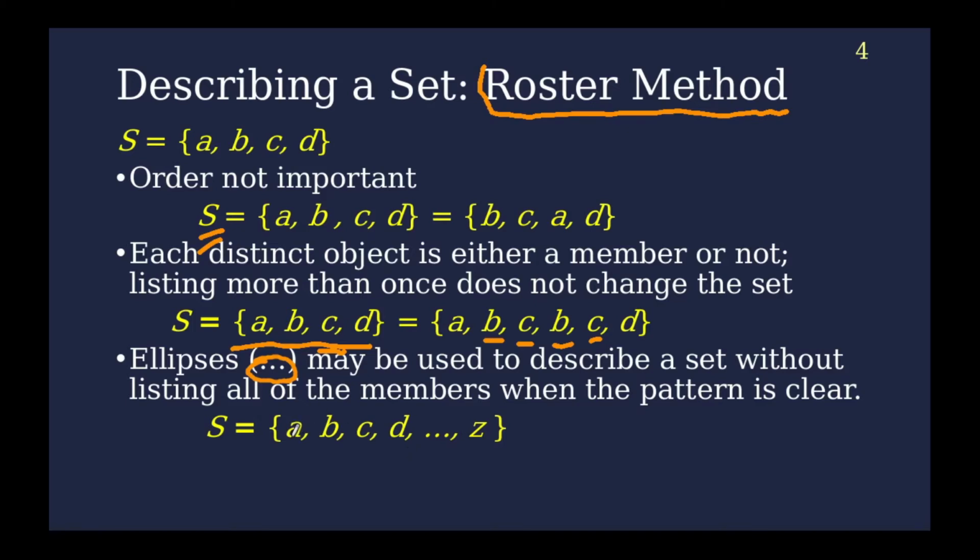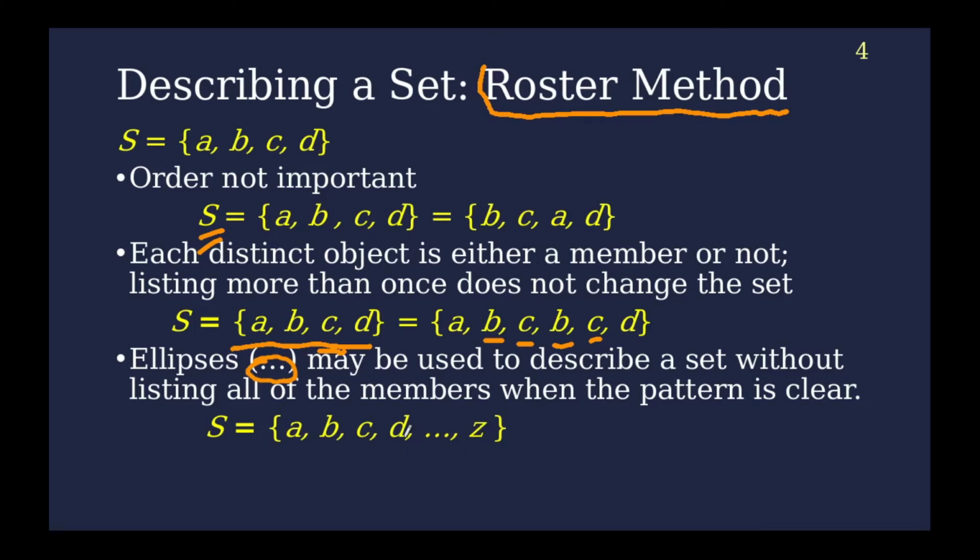There are 26 elements, but writing all 26 will take a lot of time and a lot of space. So instead of that, this ellipse pattern is used. We know that the starting letters are A, B, C, D. Then if you put a dot, dot, dot, the meaning is that this series continues up to Z.